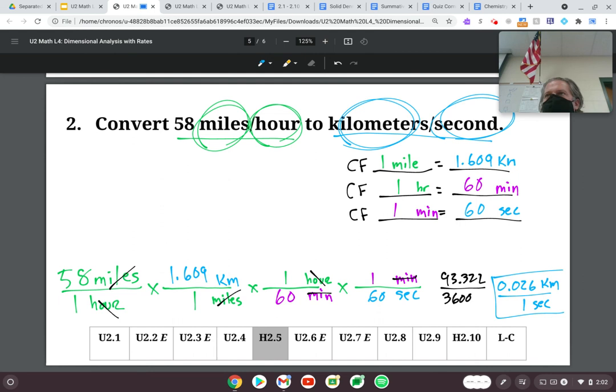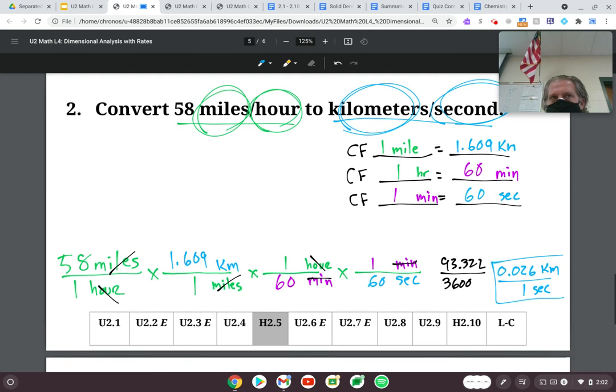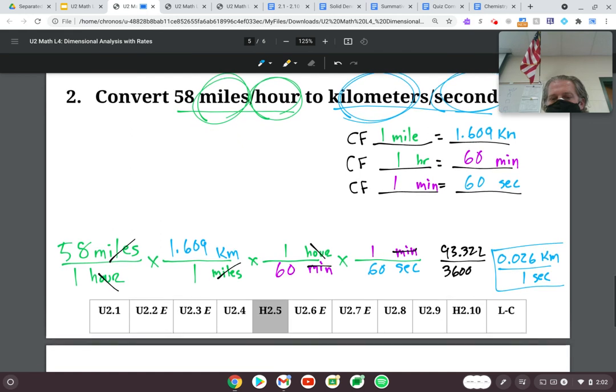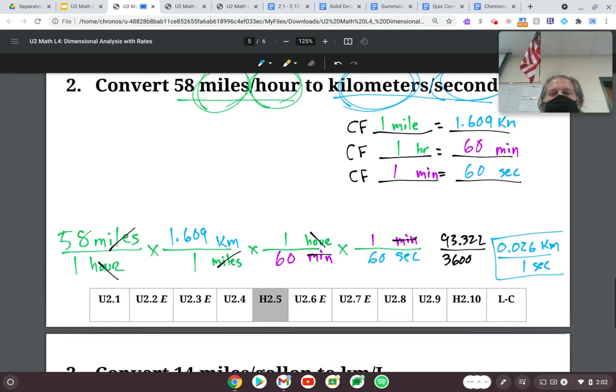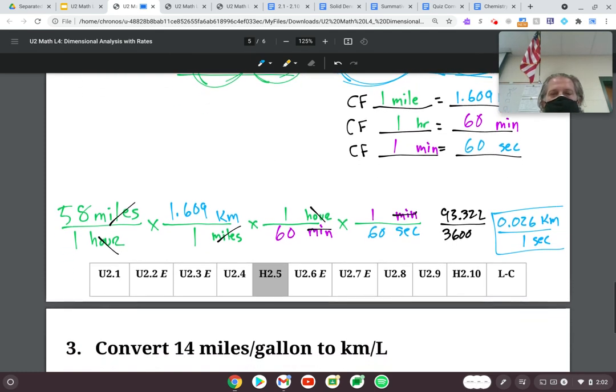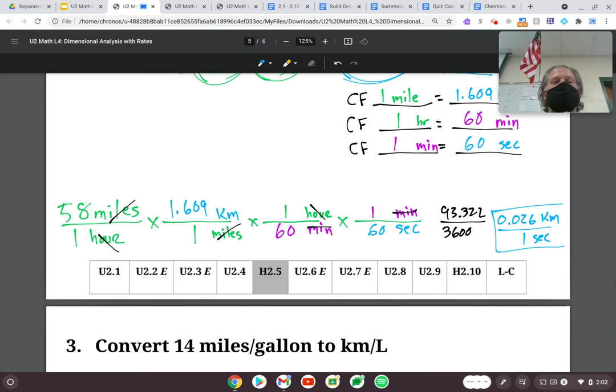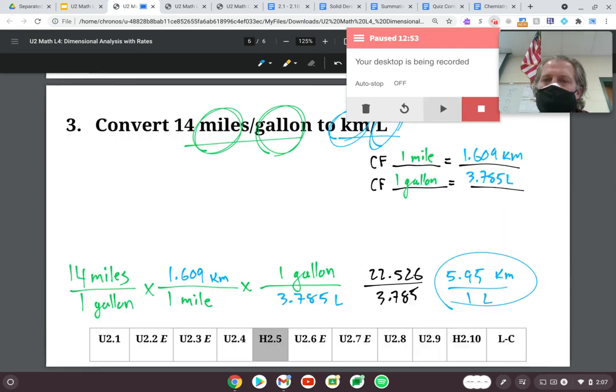So does that make a little bit of sense so far? There's one more problem. This one I want you to try. It's the 14 miles per gallon to kilometers per liter. So I'm going to give you an opportunity to try that right now.